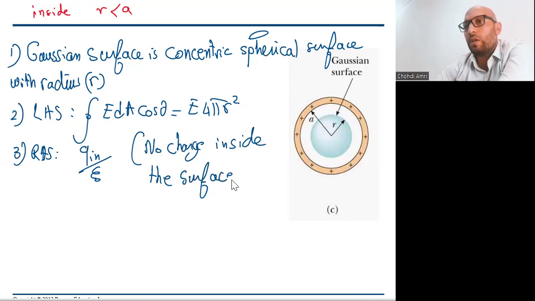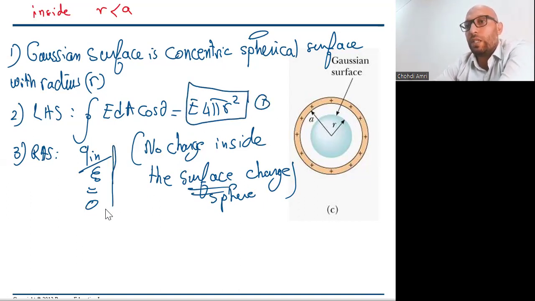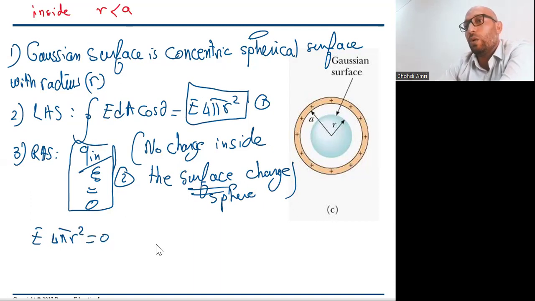Why? Because it's charged on the surface. Okay, so Q inside will be equal to 0. So this is our first term. This is our second term. First term equals second term, so we get E 4 pi r squared equals 0.